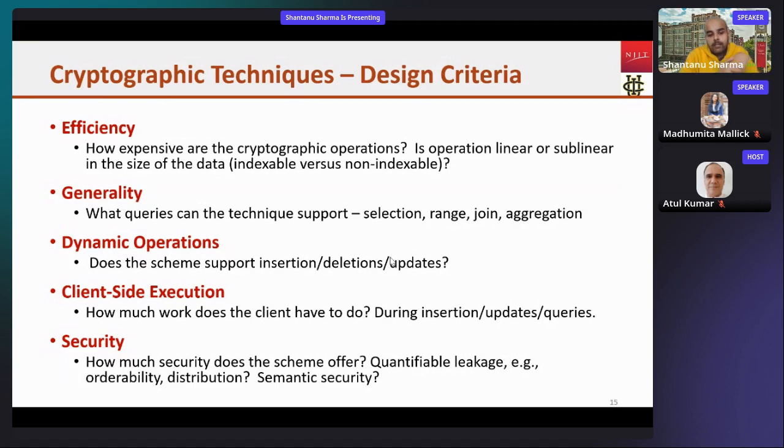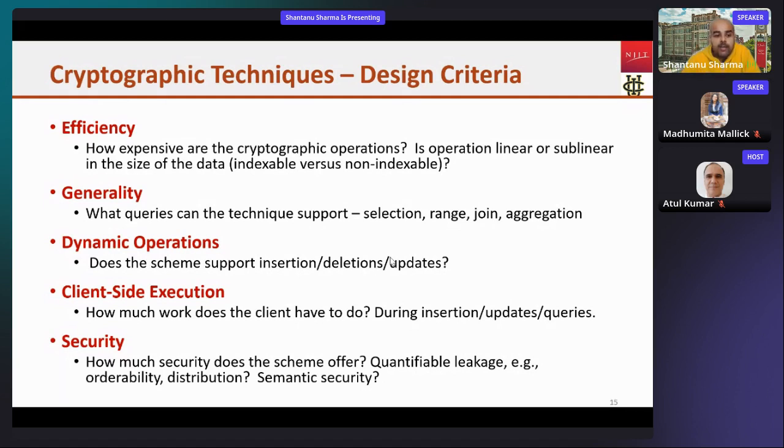When the situation comes to dealing with dynamic operations, that is inserting new data, deleting some data, or updating some data, we can do it very easily. But what about the operations after that, such as selection and range queries? Will they reveal any relation between the older data and the new data? So this is still not very efficient in terms of cryptographic techniques.